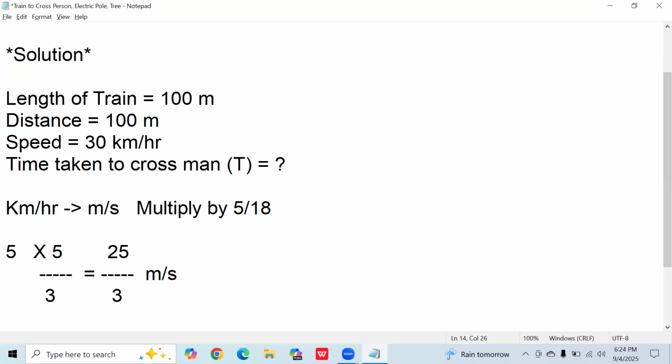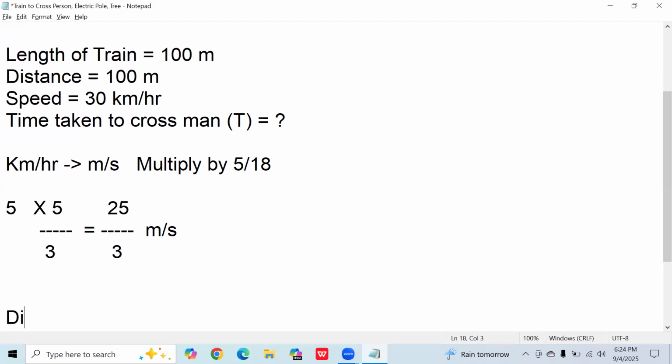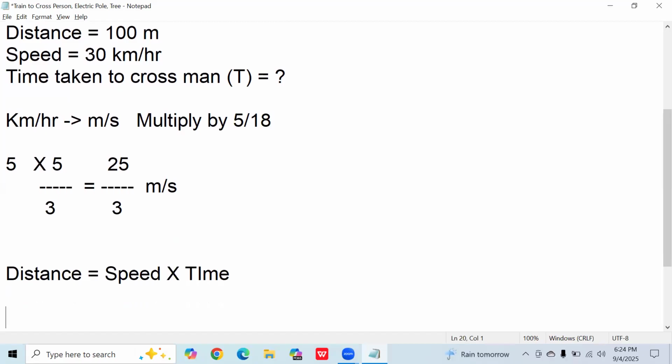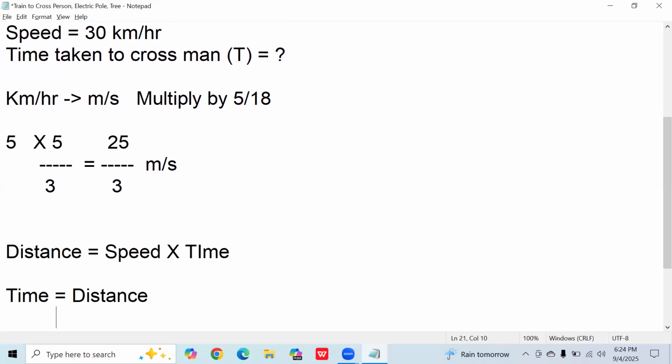Now we have a distance of 100 meter. Our speed is in meter per second. So we can get the time easily. We know that distance is equal to speed into time. Here they have given us distance and speed already. So we can say that time is nothing but distance upon speed.